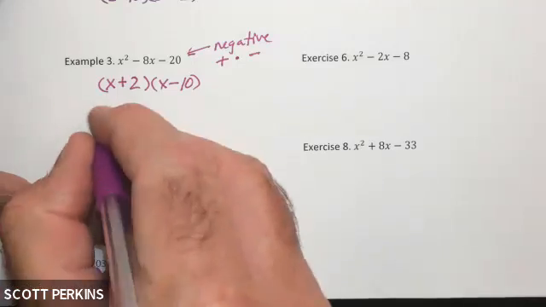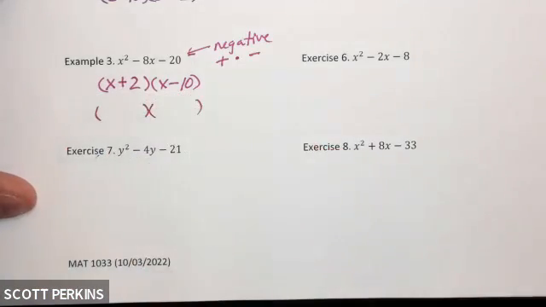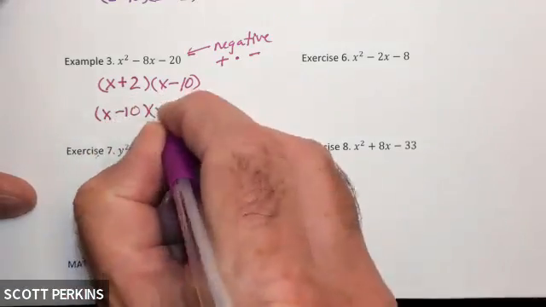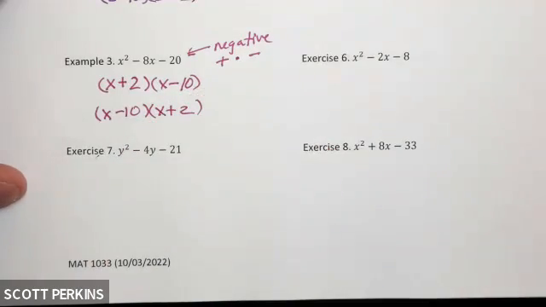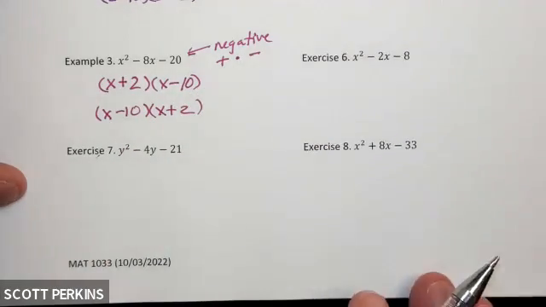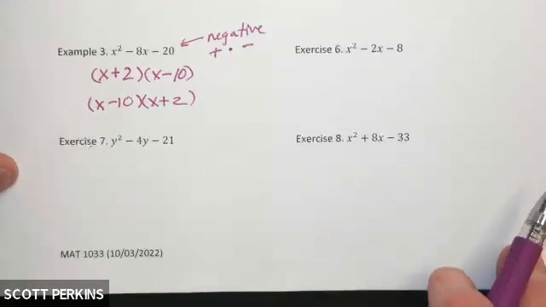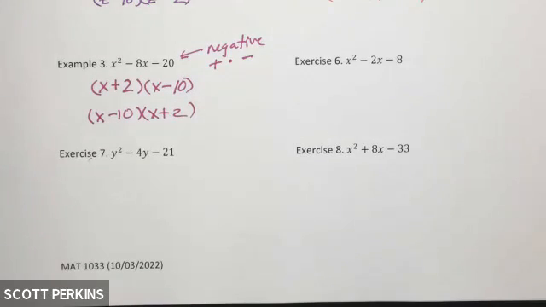So let me just say, if you put the negative first, you have to attach the proper sign with the proper number. So if you put the negative, then it's x minus 10 and x plus 2. Notice it's the same two factors, just in different order, negative 10 and plus 2. All right, so give exercise 6 a try. Same thing, you just get to practice it now.